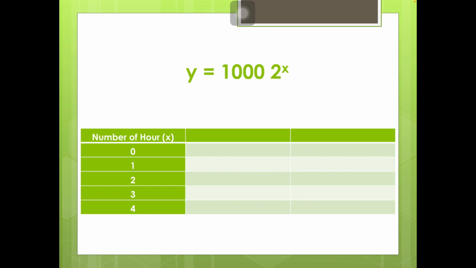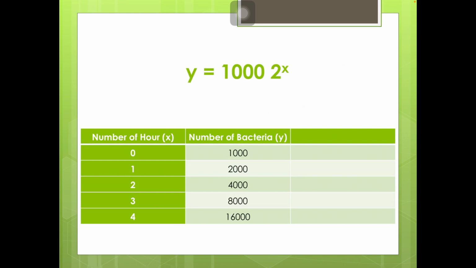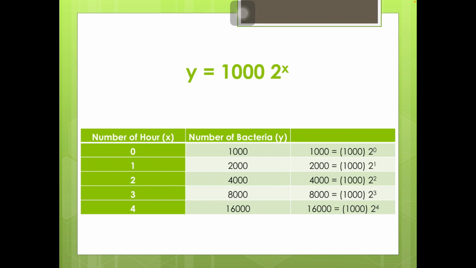So if the number of hours is 0, 1, 2, 3, and 4, let's substitute the variable x in the equation. Then the number of bacteria in the table is 1,000, 2,000, 4,000, 8,000, and 16,000 because it doubles. So when we use exponents, 1,000 times 2 raised to the number of hours.